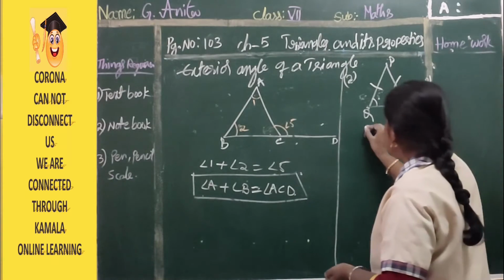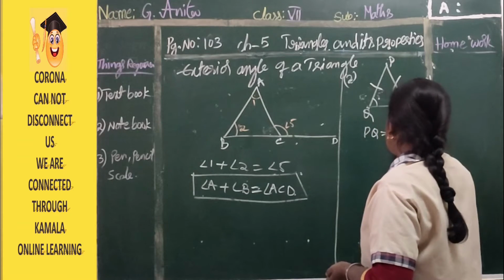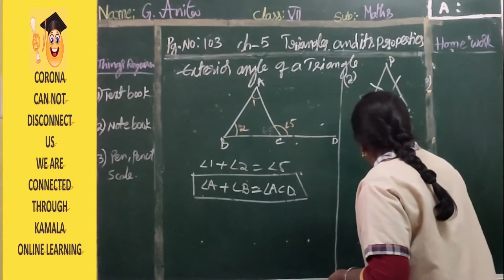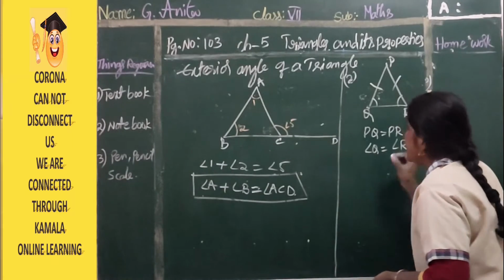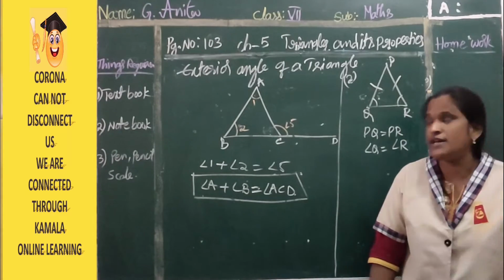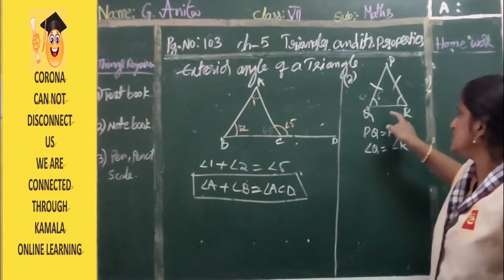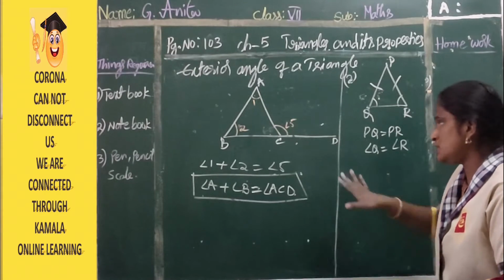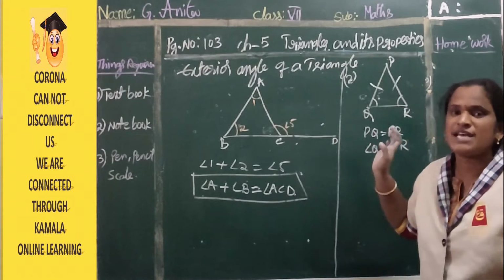So PQ is equal to PR. So that means angle Q is equal to angle R. Opposite angles are also equal to each other: angle Q is equal to angle R. So these two concepts we are using in exercise 4.